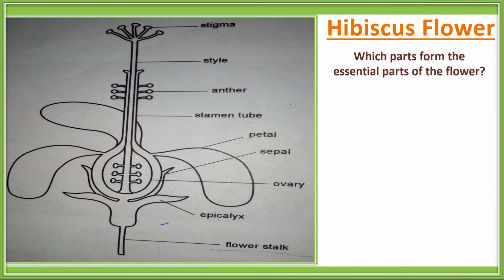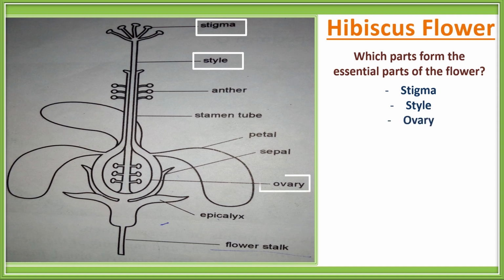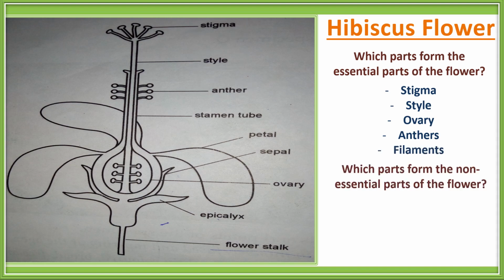Which parts form the essential parts of the flower? We have the stigma. The stigma is going to form an essential part of the flower. There is the style, and then we have the ovary. So that is one part of the essential parts of the flower. Then we have the anthers, we have the filaments. The staminal tube is not part.